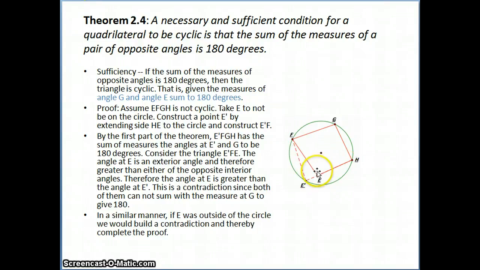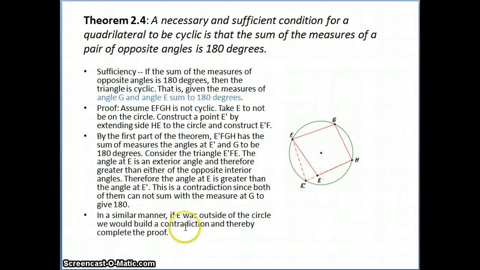And again, we know in a circle, if we have an inscribed quadrilateral, the opposite angles add up to 180. So E prime plus G is 180. And what we were given is angle E plus angle G is also 180. So that means these two angles must be congruent. So we get a contradiction because we know E is greater than E prime.